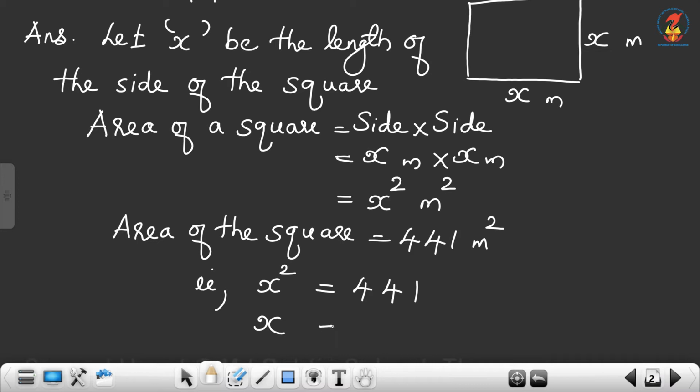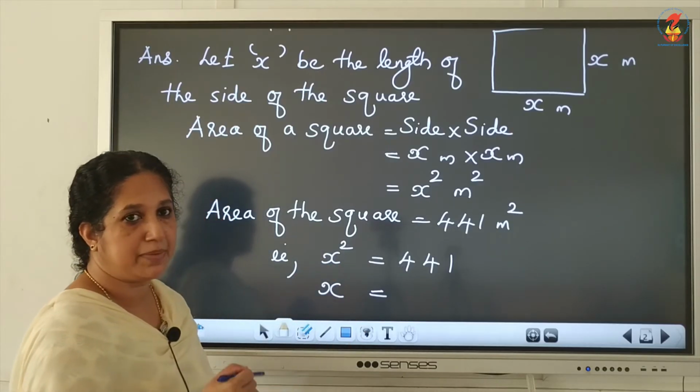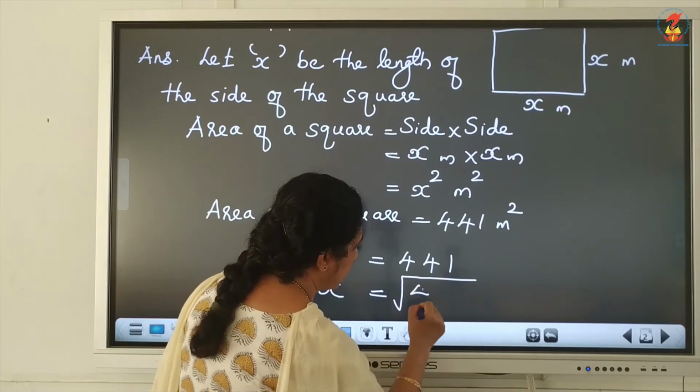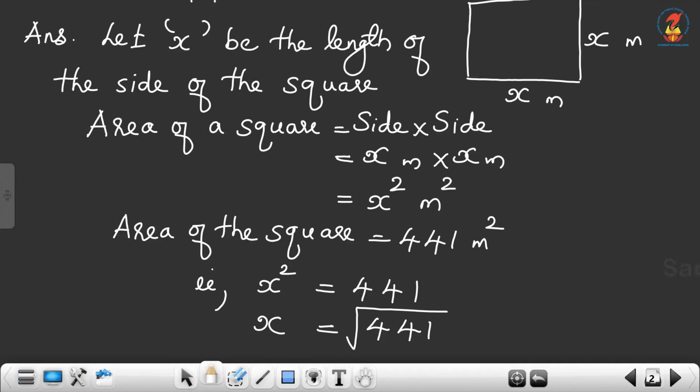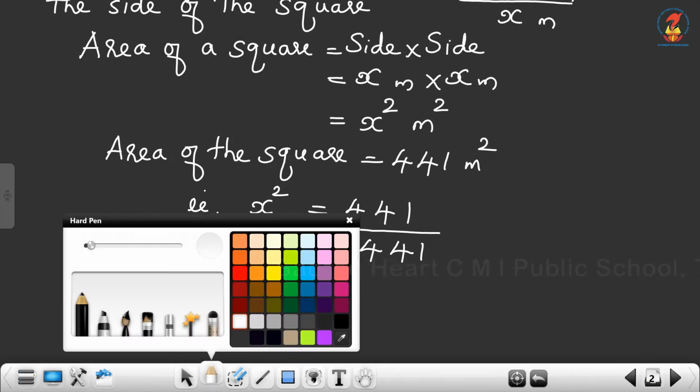Therefore, x square is given. 441 is a square number. So, this one is the square of which number? That means, we have to find out the square root of 441. So, x square is equal to 441. Therefore, x is equal to square root of 441. Now, we can apply the division method in order to find out the square root.